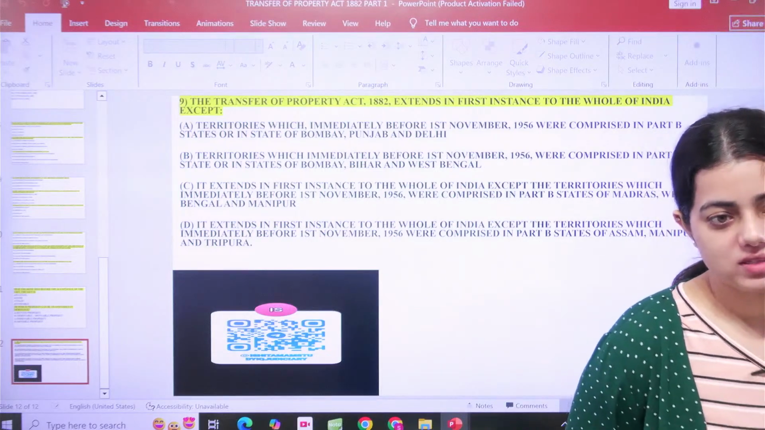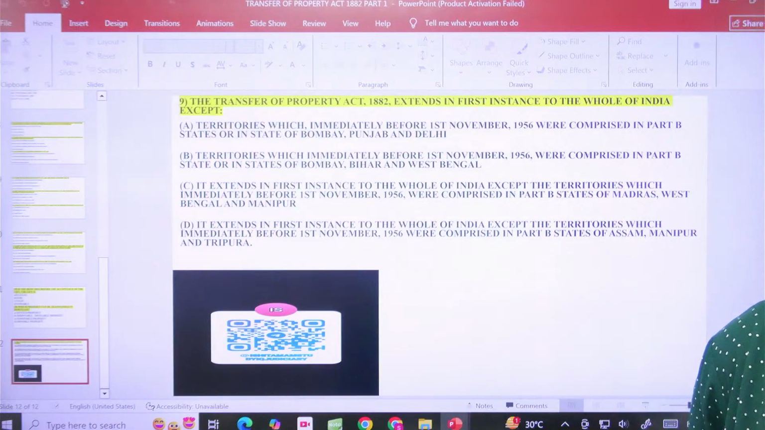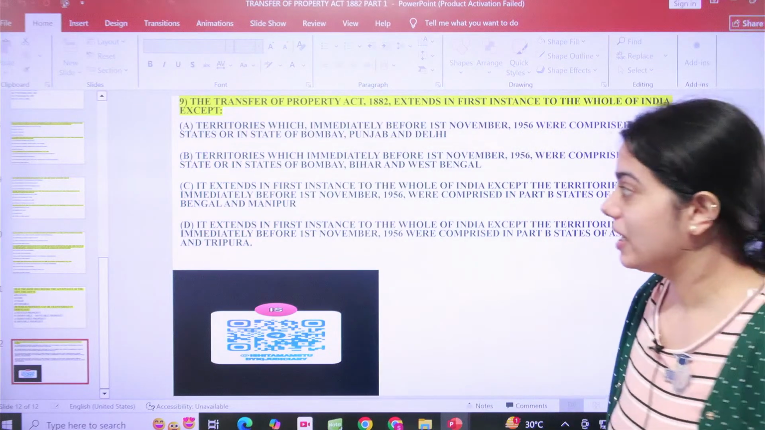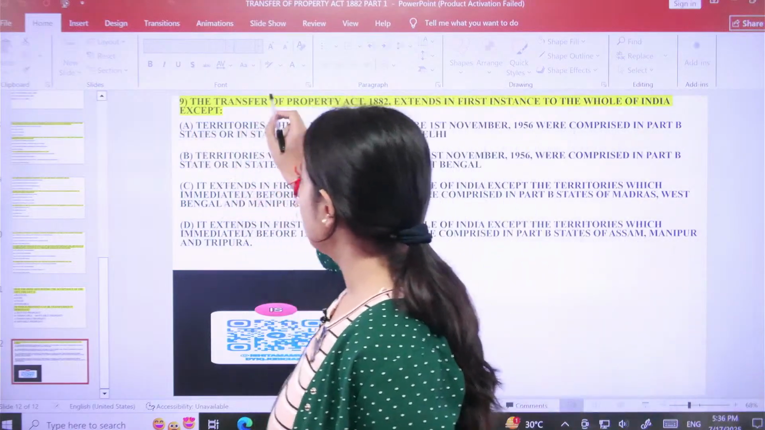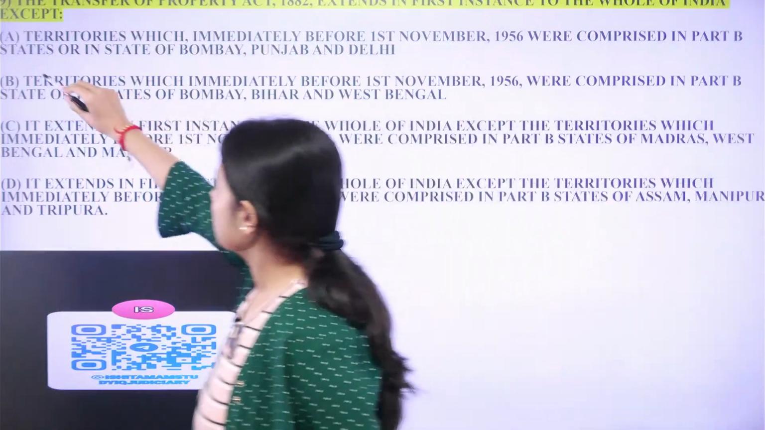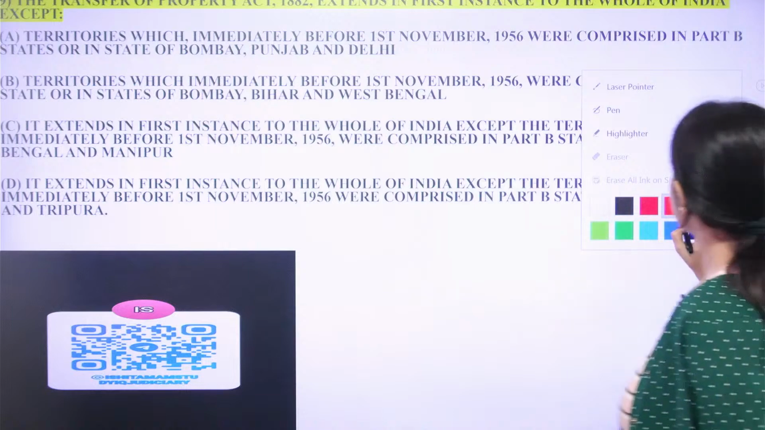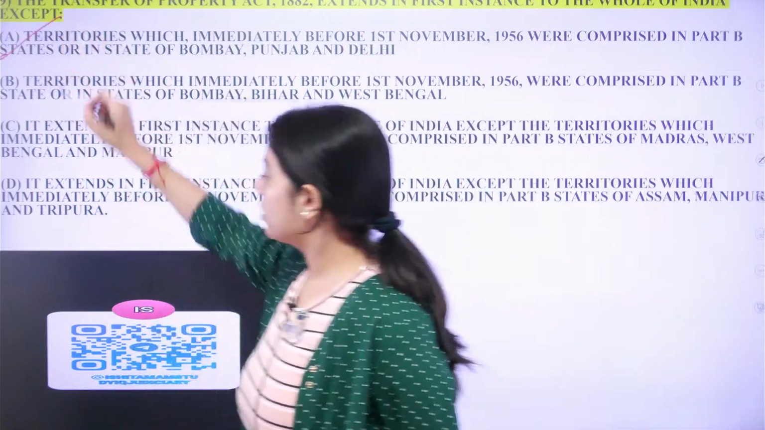I'm getting your replies. This is question number 9. It's okay, Prasanna Thakur. Question number 9. And Prasanna, you are correct. The answer is option number A. Option number A is your correct answer.